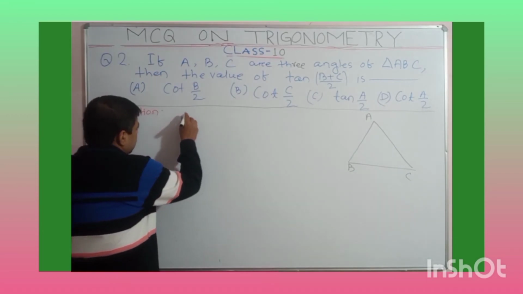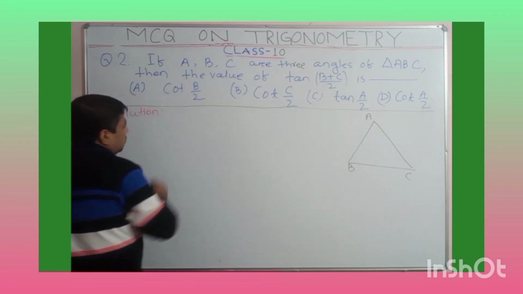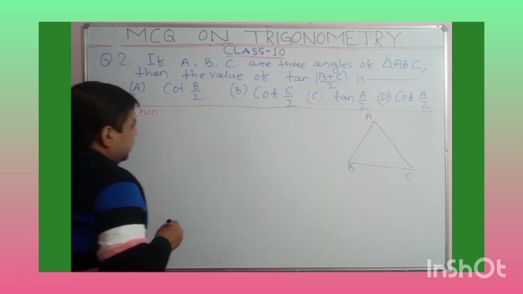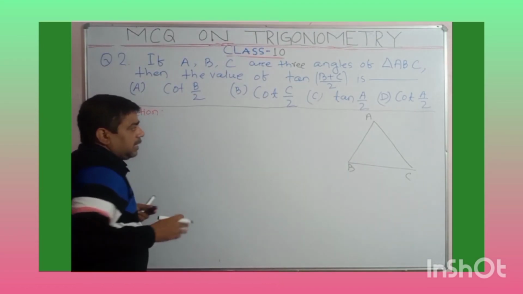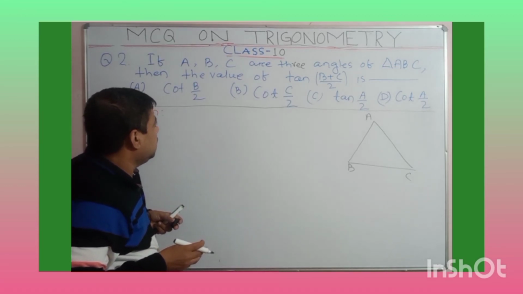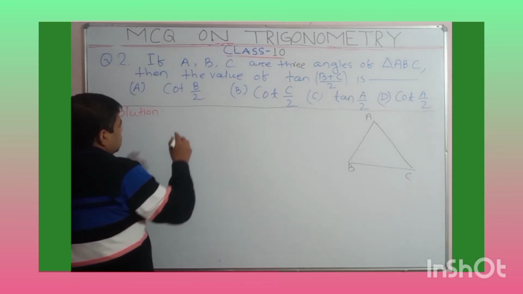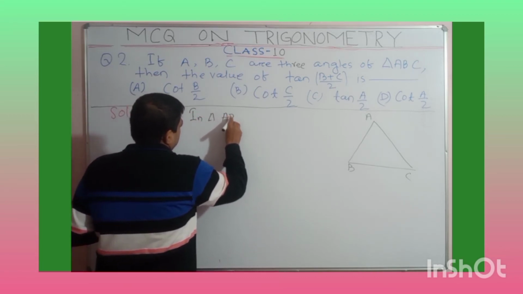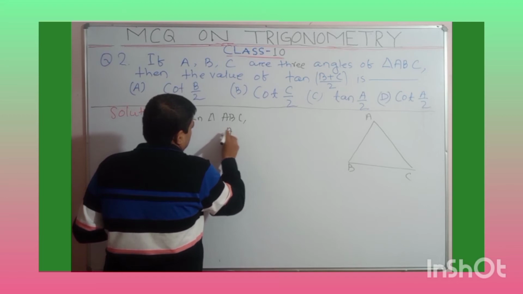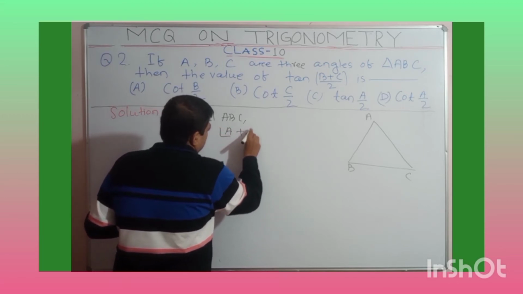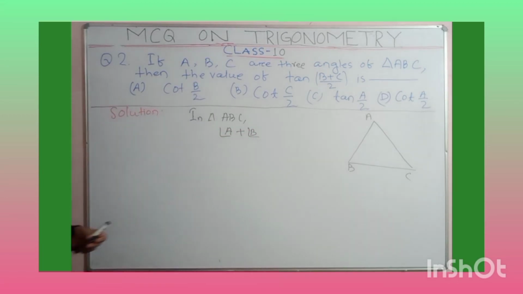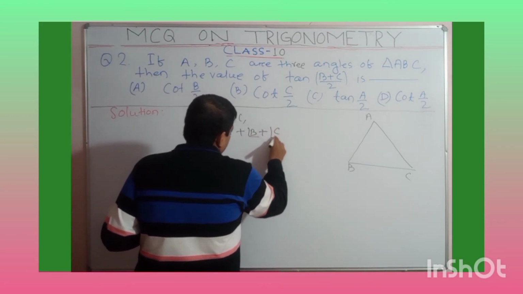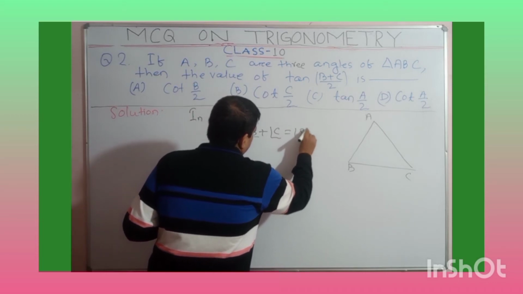Since ABC is a triangle, we know that the sum of the three angles of a triangle is 180 degrees. All of you know. So using that concept, you have to find out the required value. In triangle ABC, first you see angle A plus angle B plus angle C is equal to 180 degrees, by the angle sum property of triangle.